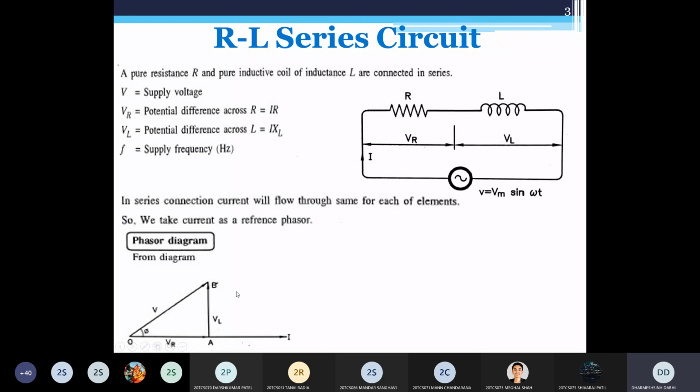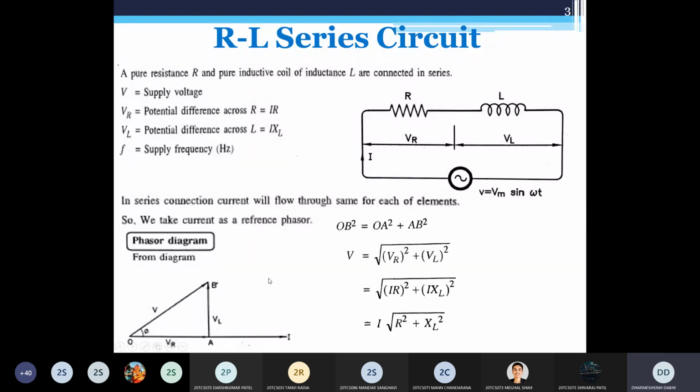So when I join these two points, one is the vector of VR, which is on the x-axis, the same as the current, and one is the vector of VL, the voltage across the inductor. When I join these two vectors, O and B, I get the total supply voltage, that is V. Clear?